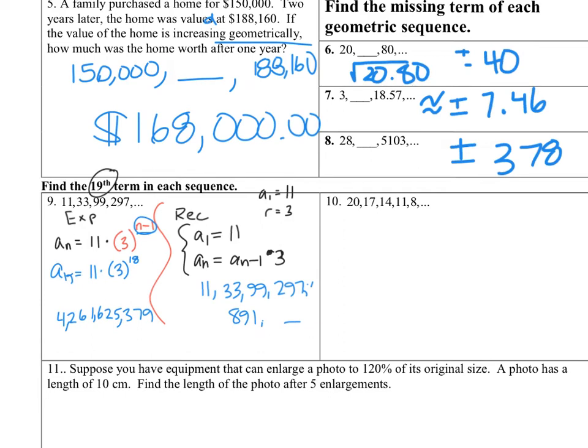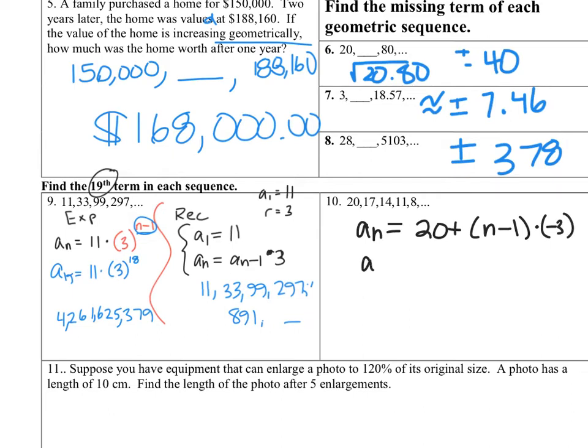So if you're looking at this one, this is geometric because we're multiplying by 3. This one is arithmetic. So I'm going to do just the explicit formula for the arithmetic sequence. I could write the recursive formula too, I know I'm not going to use that. So this is going to be a sub n equals a sub 1, which is 20, plus n minus 1 times the difference, which is negative 3 because you're going down 3.